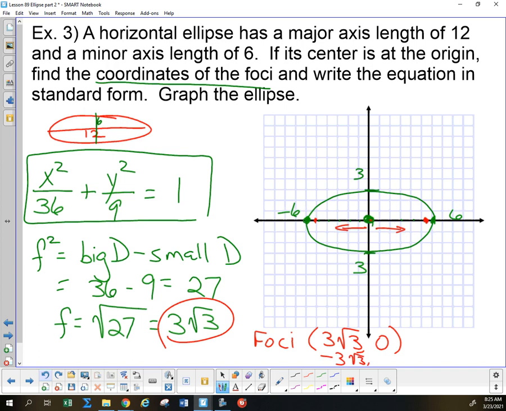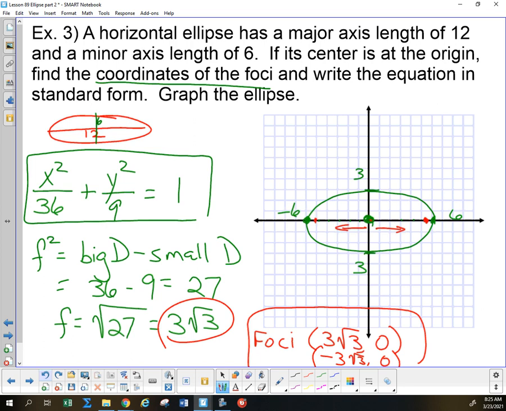And again, for this one, I did not change how far up and down I was relative to the center. So negative 3 root 3, comma 0. And when it says find the coordinates, that means both of them, write them as an ordered pair with a comma and with parentheses. Questions from anybody on that one?